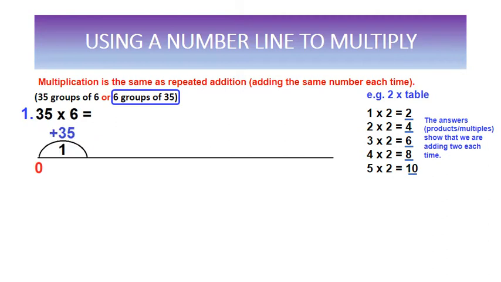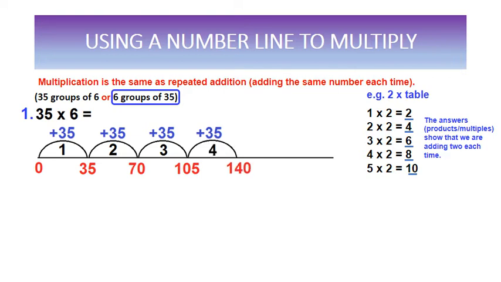So if we add on 35 to 0, that's one group, we come to 35. A second group gives us 70. 3 groups comes to 105, adding on 35 each time. Add on another 35 is 140, that's 4 groups. 5 groups comes to 175, and then the 6th group gives us 210, and that's our final answer.